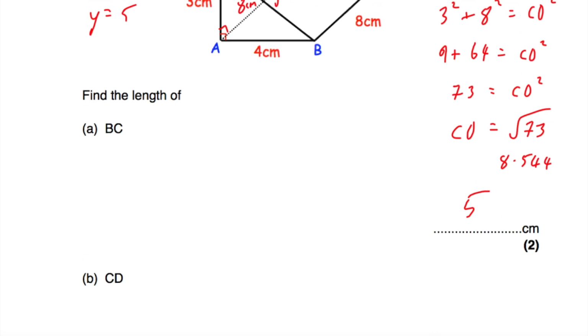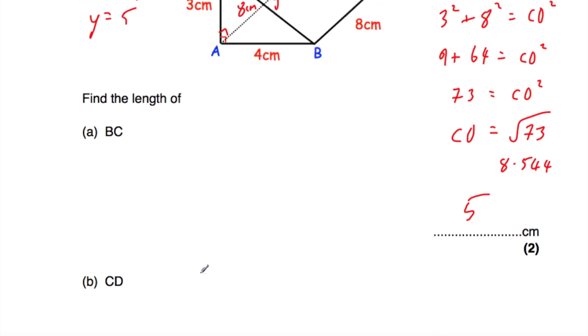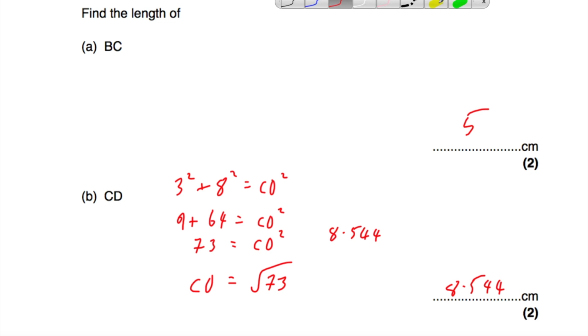8.544 to 3 decimal places, and that's it. And I'm just going to move this working out down here. Okay, so that's part B done. Now let's have a look at part C.